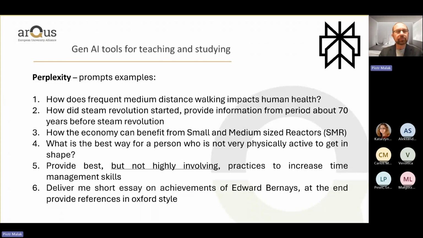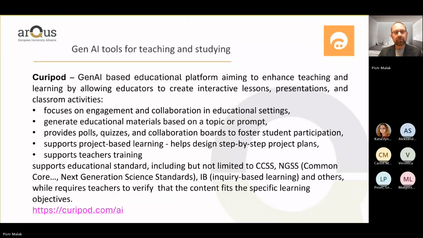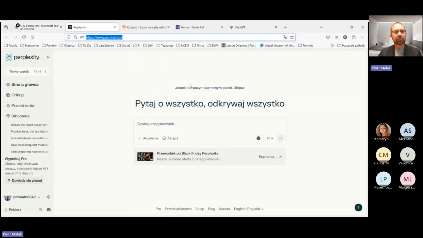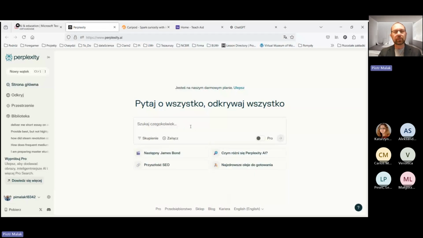And now there is my question, whether you already logged in to Perplexity or not. Now I will switch sharing screen to my browser in order to provide some examples. How can we use Perplexity? And you should see the screen with the Perplexity main page. Can anybody confirm that you can see my shared screen, please?